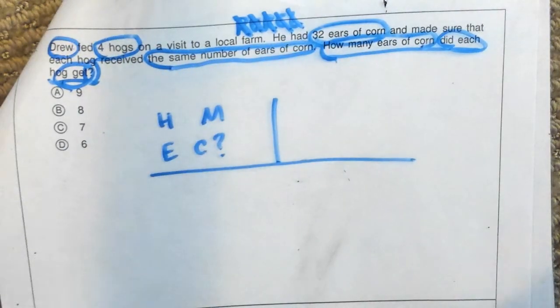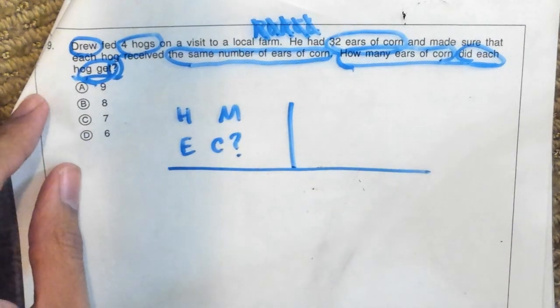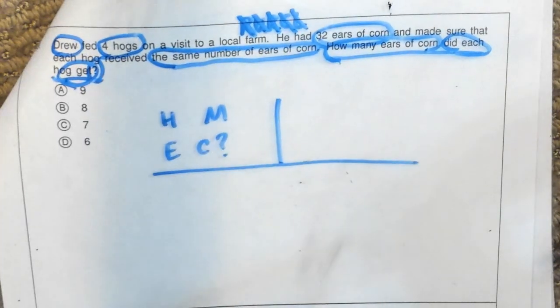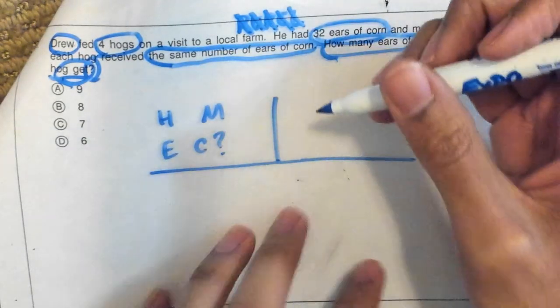And what do I know about the problem? Well, I know that this is about Drew, and I know that he tried to feed 4 hogs, and he had 32 ears of corn to share with them. So how can I represent that in a strip diagram? Well, I'm going to start off with Drew again.